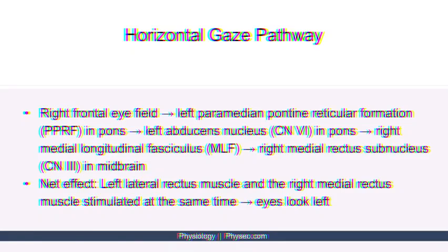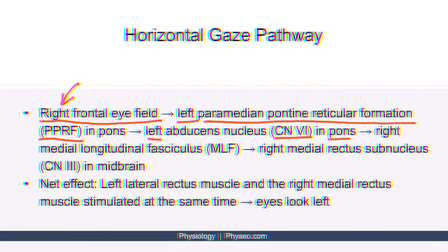So the signal starts in the right frontal eye field. We're just using right as an example now, but obviously this would apply for the left frontal eye field as well. So from the right frontal eye field, it will decussate to the left perimedian pontine reticular formation, or the PPRF, located in the pons. And then from there, it'll go to the left abducens nucleus, or cranial nerve 6, which is also in the pons. And from there, it'll go to the right medial longitudinal fasciculus, or the MLF.